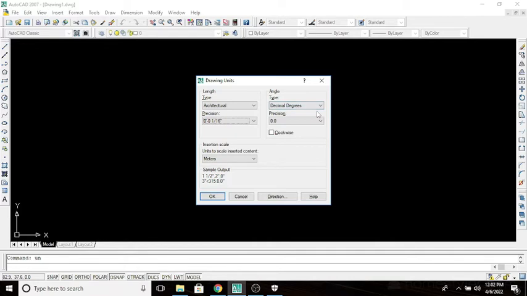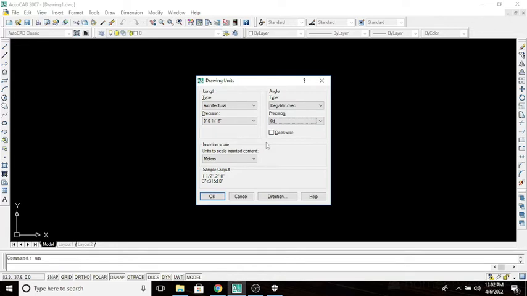Now move to angle type. In case of feet and inches, the angle type would be degree, minute and second, whereas the angle precision would be 0 degree, or you can change it to degree, minute and second. So both are correct.